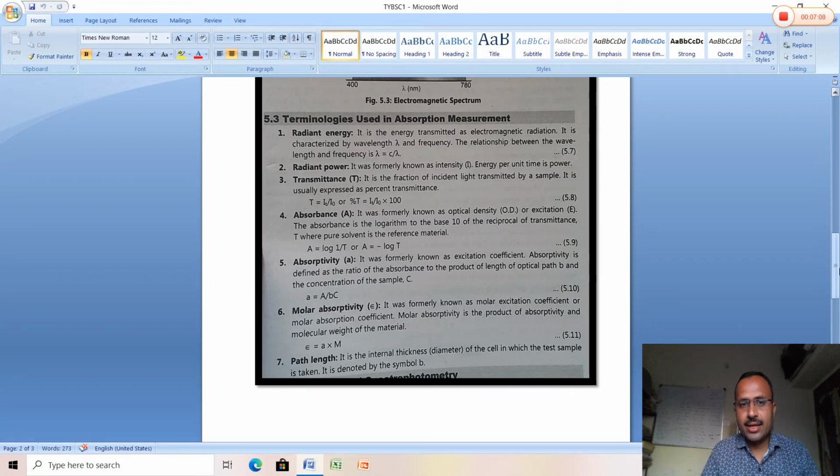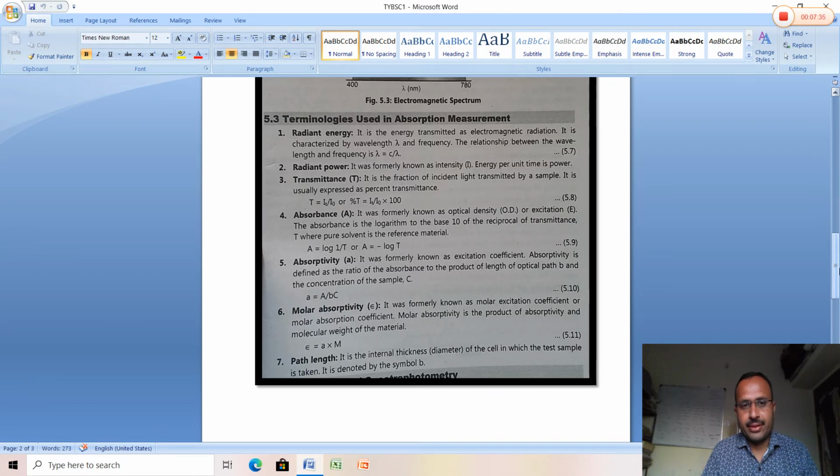It is characterized by wavelength, that is lambda, and frequency. So the characteristics of radiant energy are expressed in terms of wavelength and frequency. The relationship between the wavelength and frequency is given as lambda is equal to c upon nu. That is nothing but the relationship between wavelength and frequency.